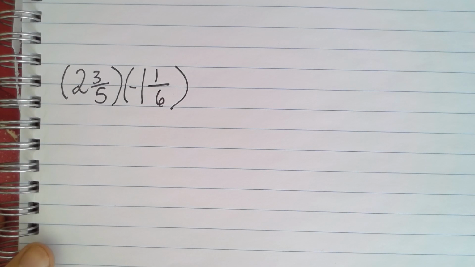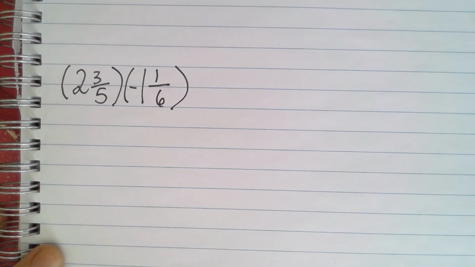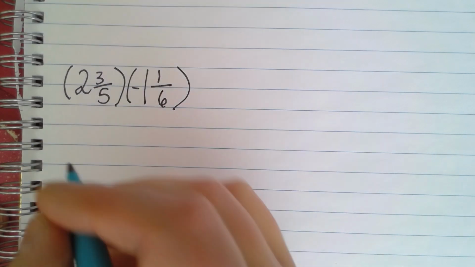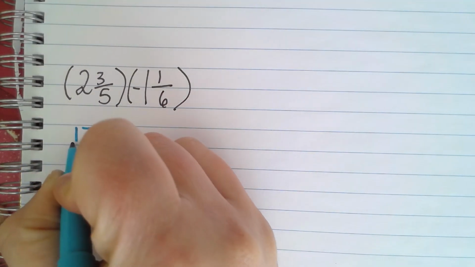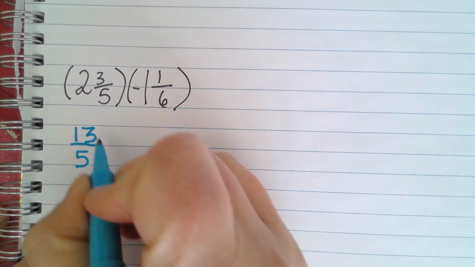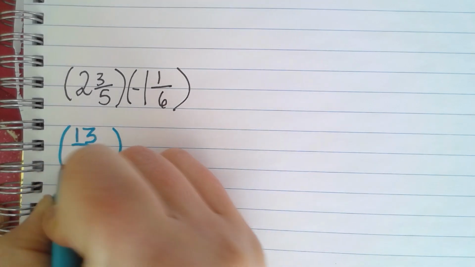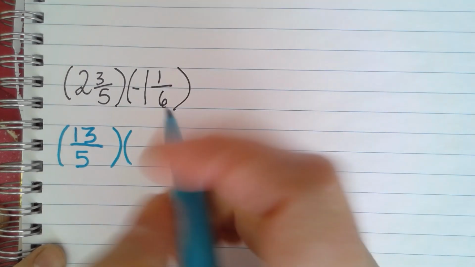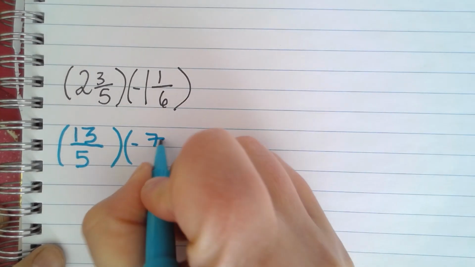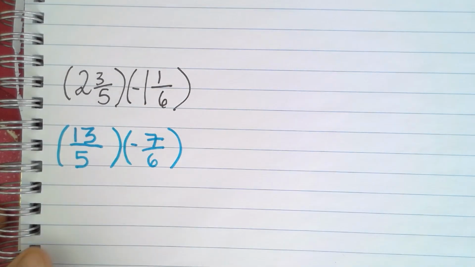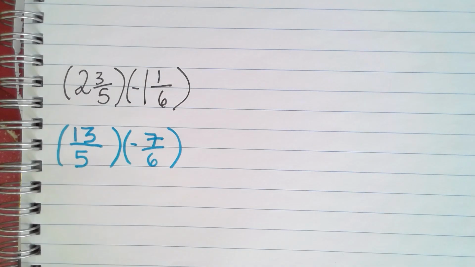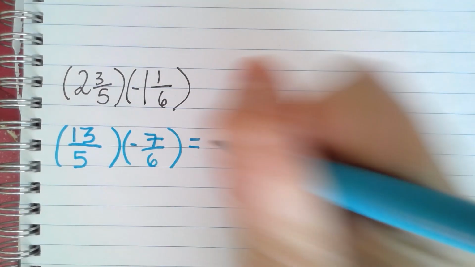When we have questions like this, the first step would be to change them into improper fractions. So we have 2 times 5, which is 10, plus 3 is 13. So I have 13/5, and that is going to be multiplied by, so 1 times 6 is 6 plus 1 is 7, so negative 7/6. Looking here, 13 and 6, nothing I can do. 5 and 7, again, no common factors here. So I'm just going to have to multiply them as is.